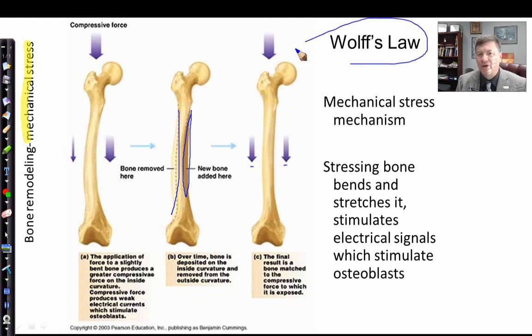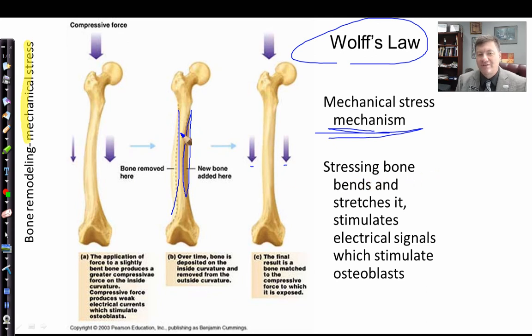This is called Wolff's Law. Wolff's Law says that bone density increases where it is most stressed. So this is a mechanical stress mechanism, one way that bone remodels. So how does it work? Well, we actually don't entirely know, but here is probably what's going on.